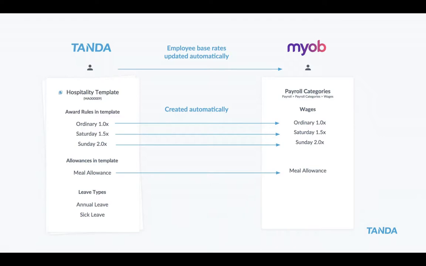And the last thing is leave types. Now, you would already have leave types in your MYOB that you're using, so we don't go through and create those automatically. That comes the other way. So you will come into Tanda and go into the leave types and then link them back to your leave types in MYOB. And don't worry if that seems like a lot of information because we'll be covering all of this stuff in these upcoming steps and videos.